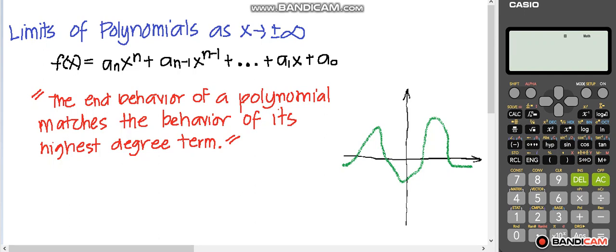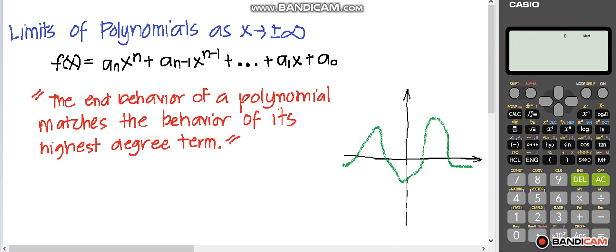Okay, so meron tayo ditong idea regarding limits of polynomials as x increases or decreases without bounds. The end behavior of a polynomial matches the behavior of its highest degree term. So anong ibig sabihin yan? Simpleng pag-intindi lang, class. Ang ibig sabihin ng idea na yan ay yung magiging behavior ng isang polynomial ay kayang diktahan lang maski nung leading term lang.